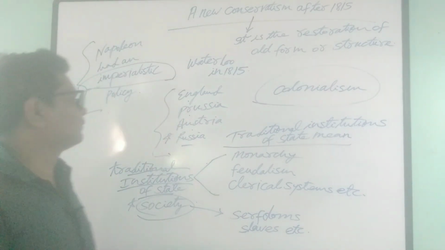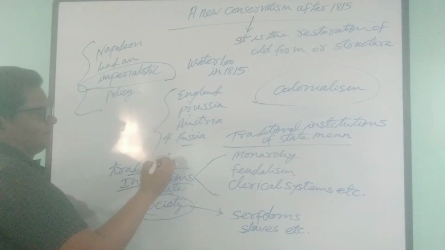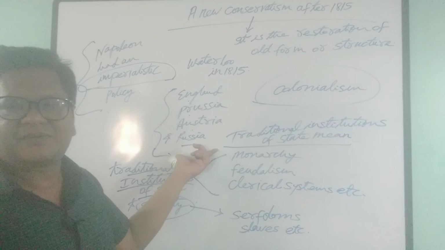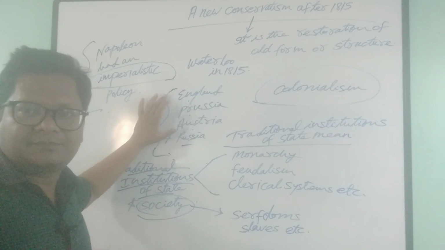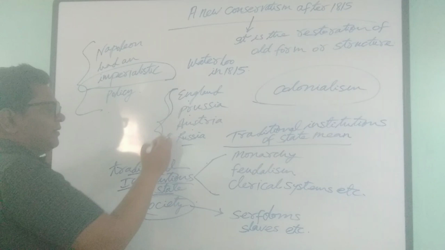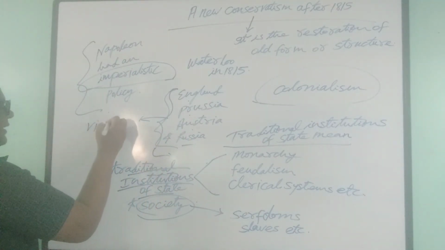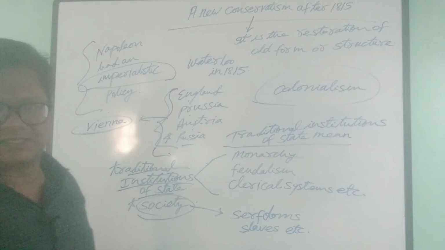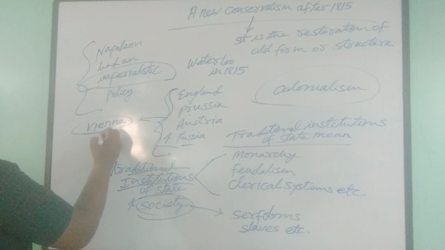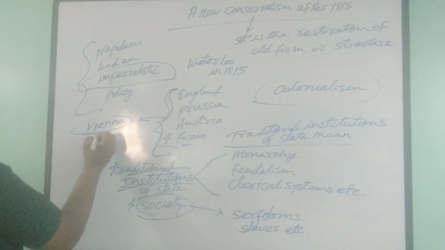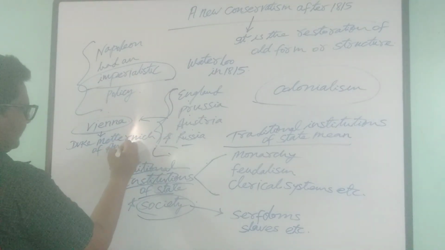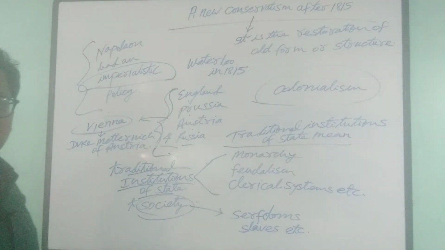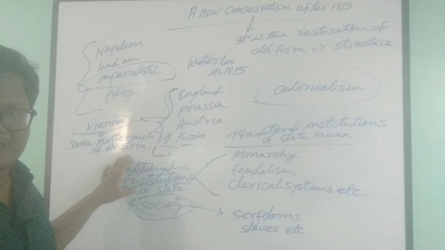Because its supporters were the monarchy, the countries where the monarchical form of government was present. So after the defeat of Napoleon, the representatives from these countries met at Vienna to sign a peace treaty under the chairmanship of Duke Metternich of Austria.